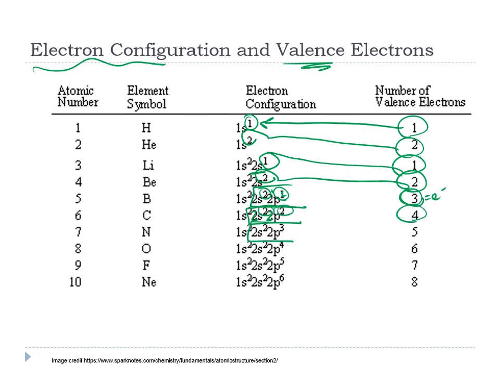We only care about that highest energy level. 2 and 3 is the outermost energy level number 2. 2 plus 3 makes 5 valence electrons. I'm going to skip down to neon. Again, we're only looking at energy level number 2 because 1 is not valence. Energy level number 2 is the outermost energy level for neon. And if I add up S and P, 2 plus 6 makes 8. 8 valence electrons for neon.